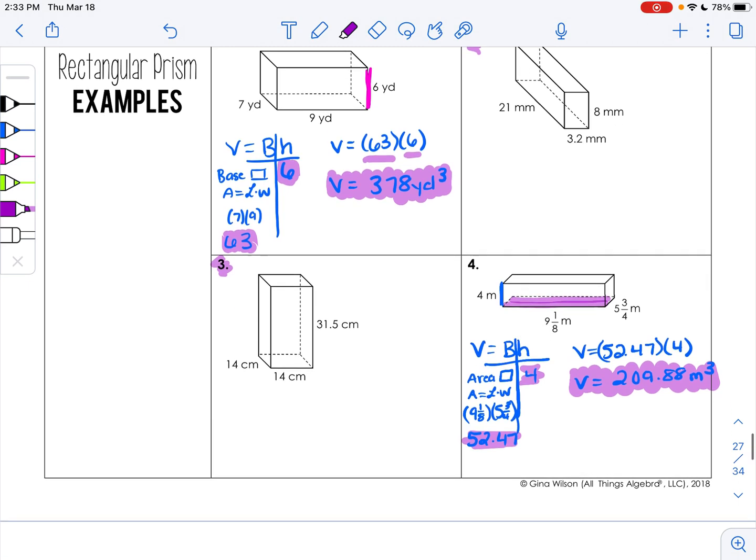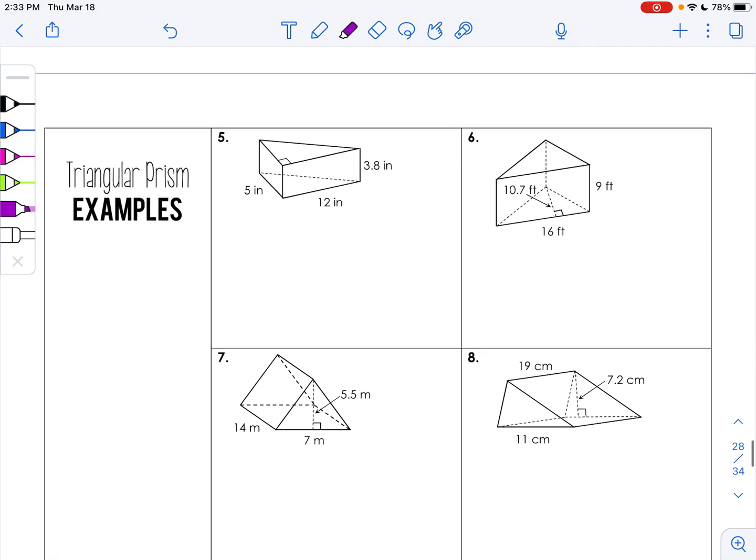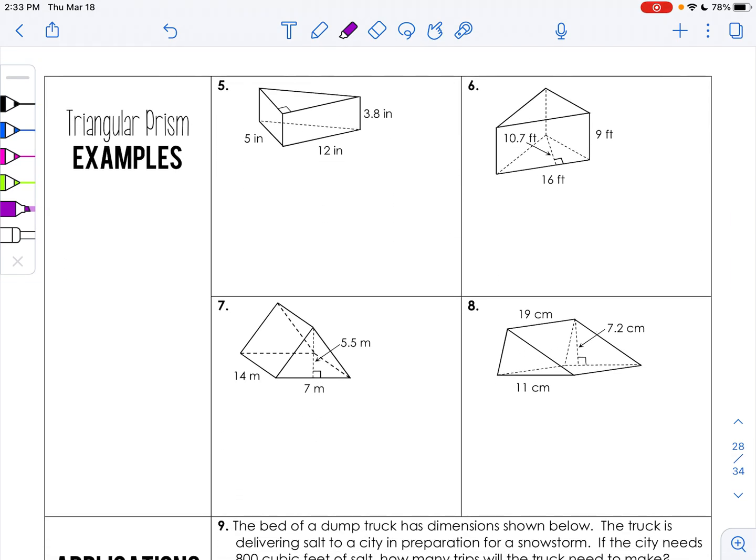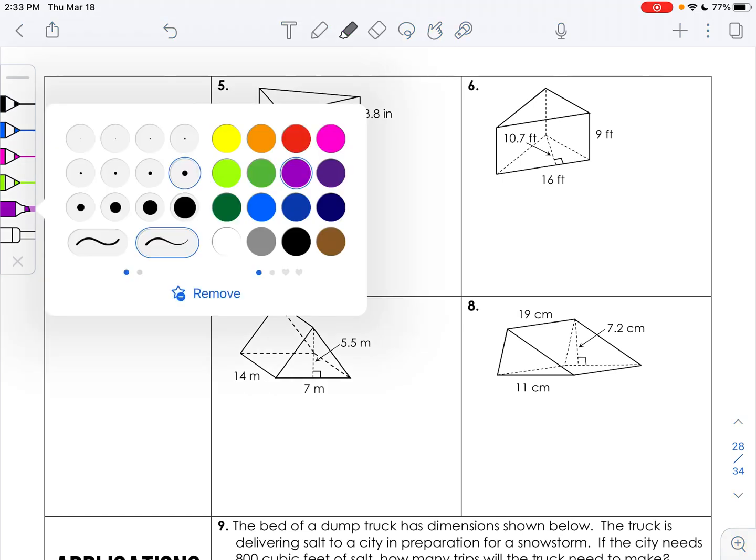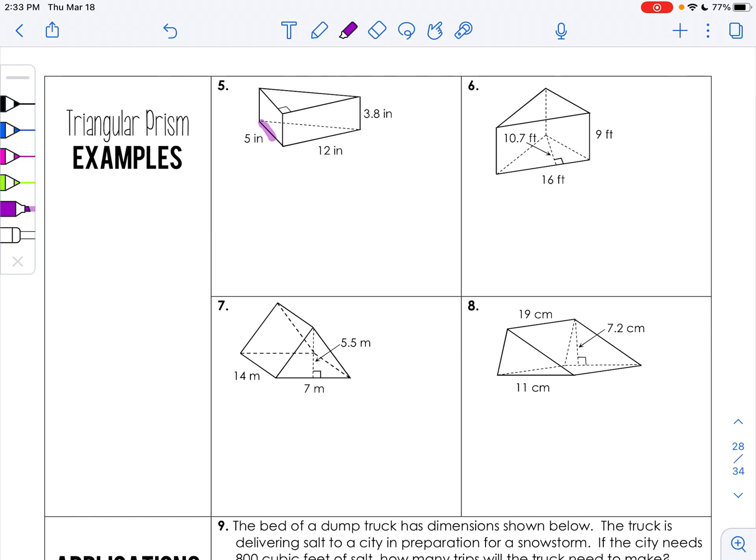Now, those were some rectangular prisms. On the next page, we're going to look at triangular prisms. That means the base of our prism is a triangle. So if we take a look at number 5, our base is here.